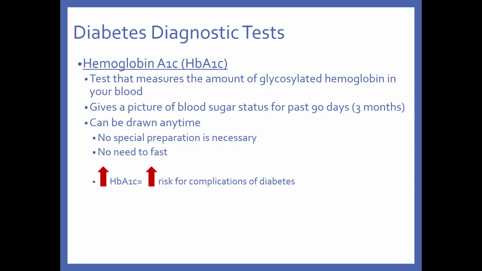So some more information on hemoglobin A1C. It's a test that measures the amount of glycosylated hemoglobin, which just means hemoglobin that is chemically linked to glucose in the blood, and it gives a picture of the blood sugar status for the past 90 days. It can be drawn at any time. There's no special prep, no need to fast, and so that is a really nice, convenient part of hemoglobin A1Cs. And so we know that elevated A1Cs tell us that they are at increased risk for diabetes and complications of diabetes.